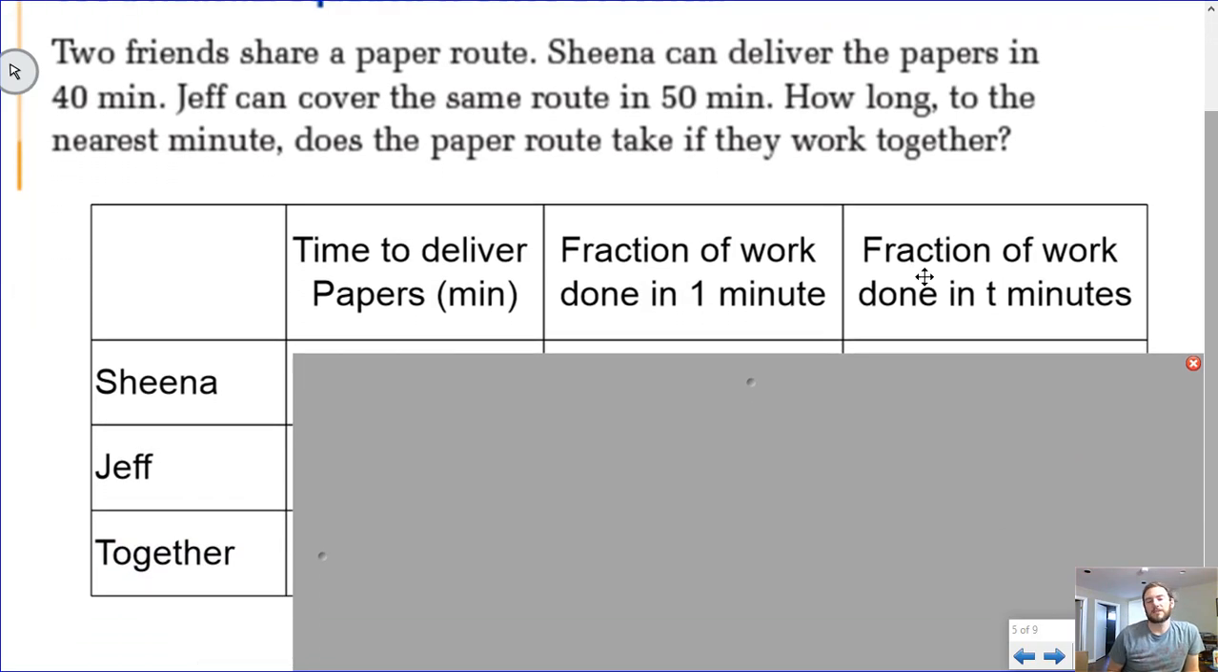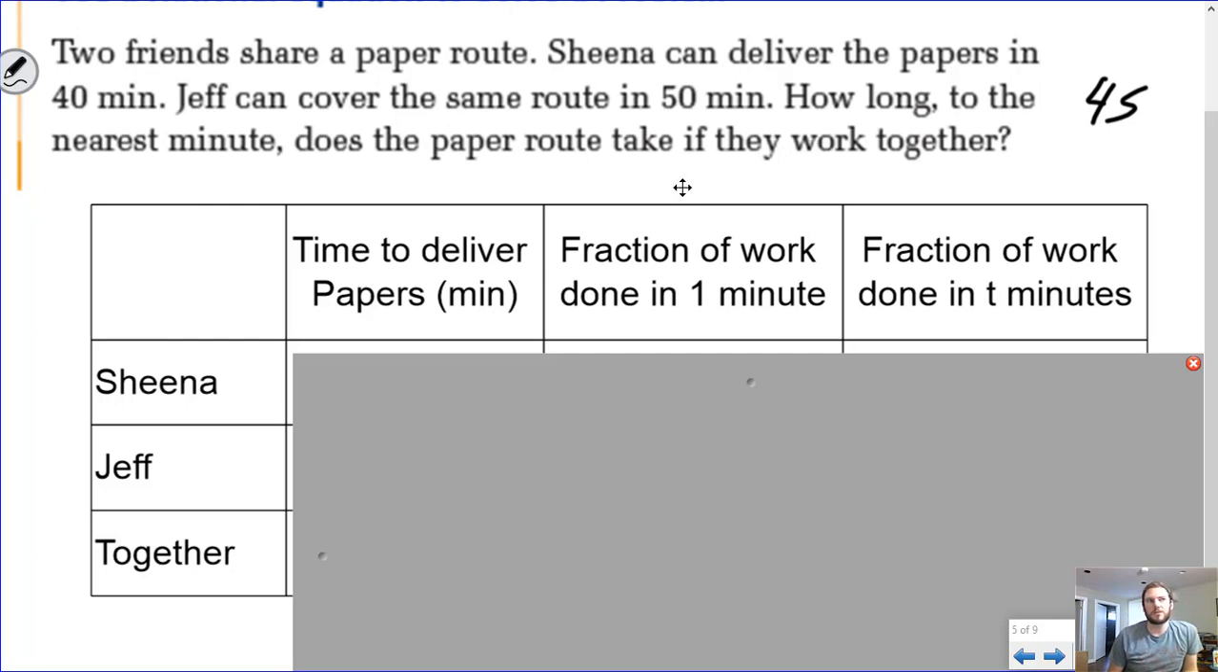Now, there are a lot of answers people initially come to here. And one of the first ones people think is, well, it's 45, right? That's the first answer people assume when they look at a question like this, because they haven't really seen anything like it before. The way we get 45 is, if it takes Sheena 40 and it takes Jeff 50, then if we go somewhere in between, that's 45, right?